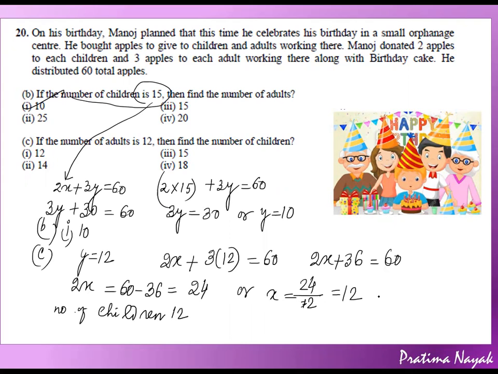Now let us verify. 2x plus 3y is equal to 60. When I put children is equal to 12, adults is also 12, then it will be 24 plus 36, it is 60. So the number of children is 12. So for C, the first part is the answer.